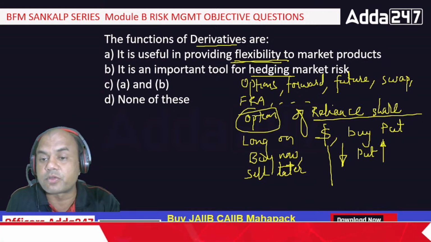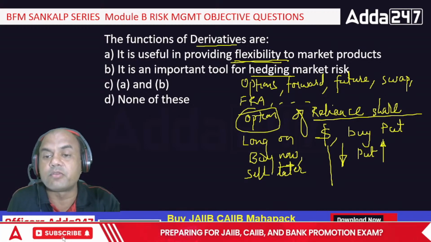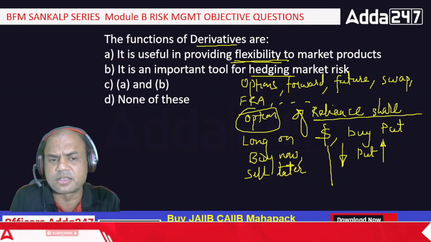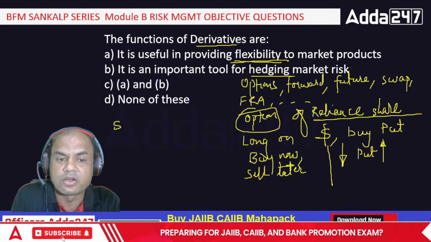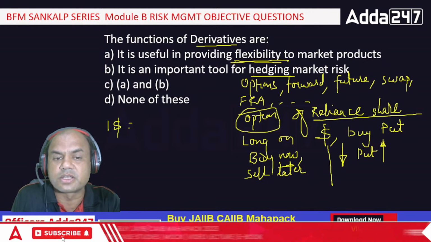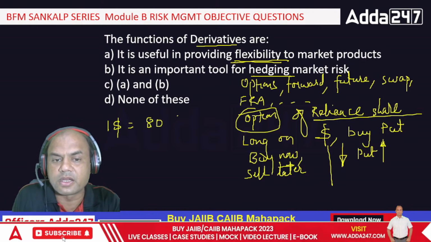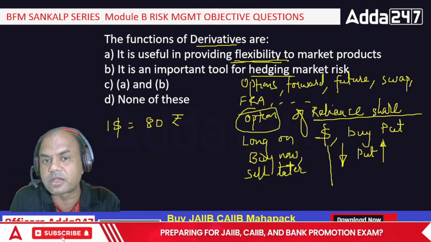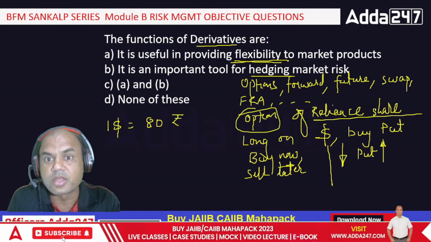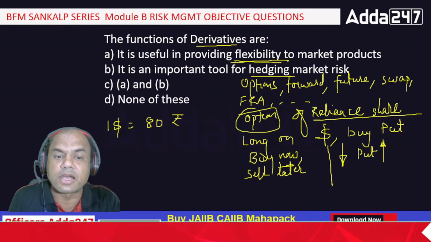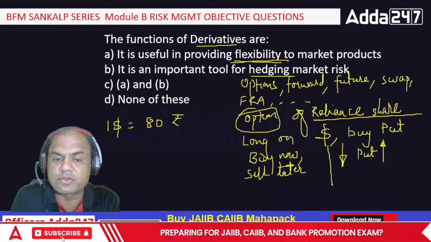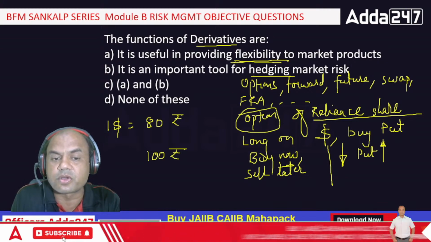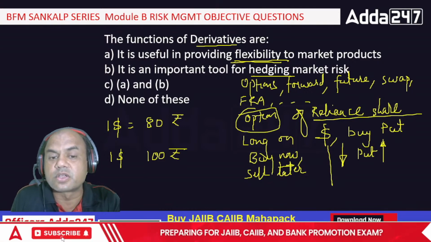So that's why, if I'm long on dollar, why am I buying the dollar? Let's say dollar is right now at $1 equals 80 rupees. If I'm long on dollar, it means I'm buying this dollar right now. Whenever it goes up, I'll sell it. I've right now paid 80 rupees for this dollar. So now if this dollar goes to 100 rupees, it means $1 is costing 100 rupees, so I'll immediately sell it. This is known as long position.